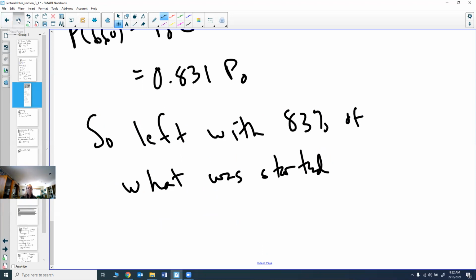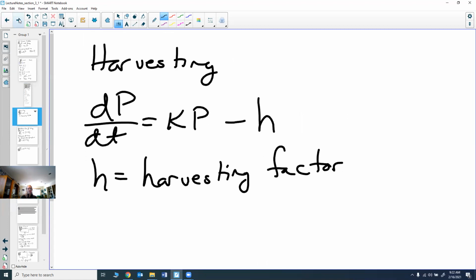All right, so now let's look at some other models. Let's look at harvesting. So this is one, you were dealing with equations like that before. Now we're going to look at harvesting, and harvesting is still kind of the same idea. It's still about growth and decay. So our slope of our tangent line is still going to be proportional to P, but then there's going to be what we call a harvesting factor.